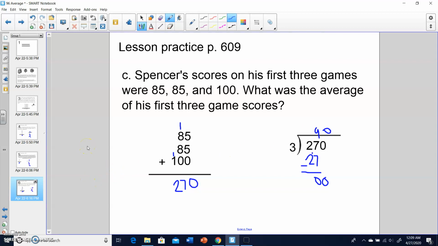Okay, go ahead and do the reteaching for lesson 96, finding average. Add first, then divide.